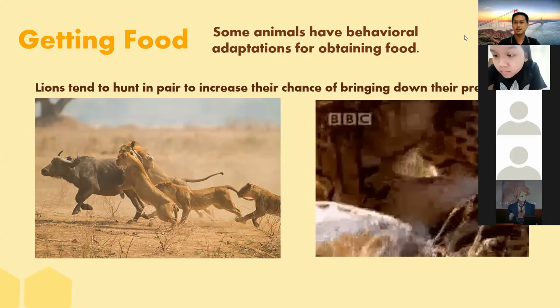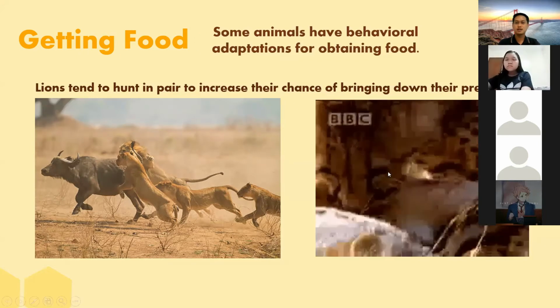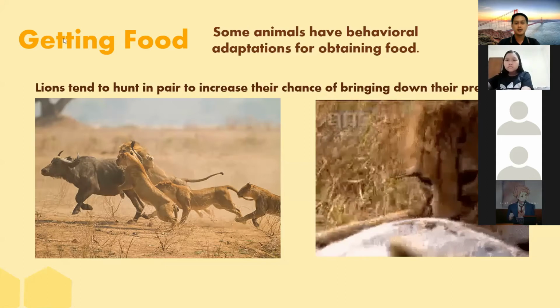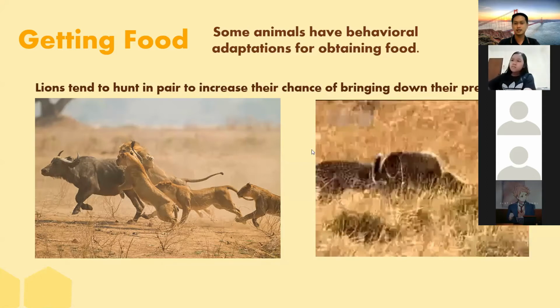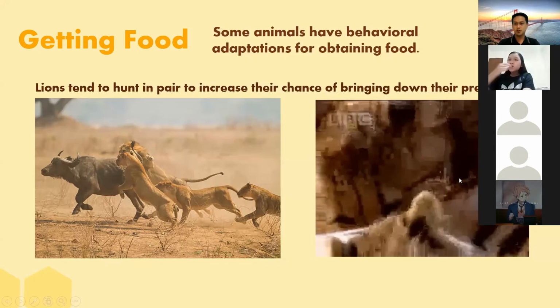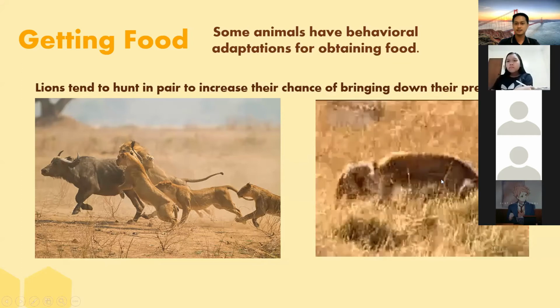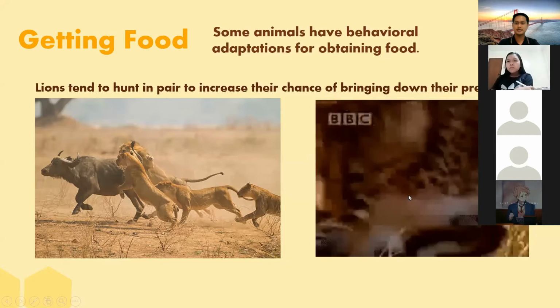Okay, if you can see the pictures. In the left part, you can see the picture of lions hunting a buffalo in group. And on the other side is a picture, or a GIF, of two tigers hunting a deer.